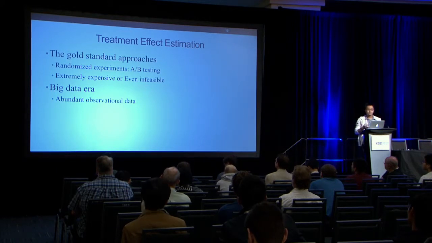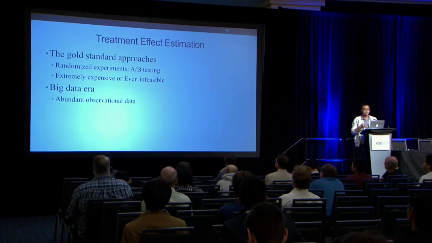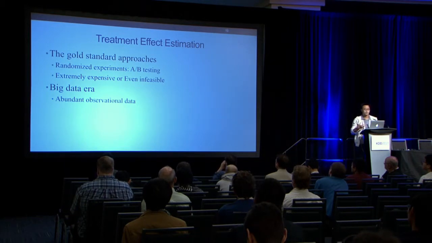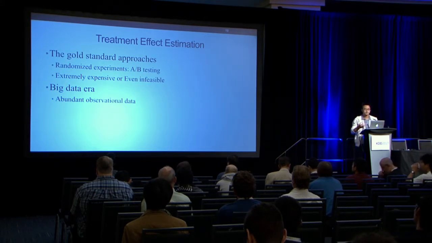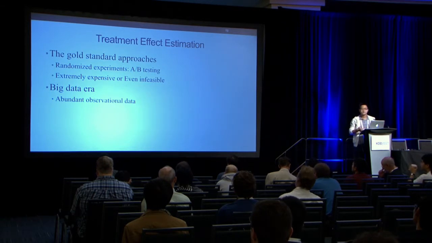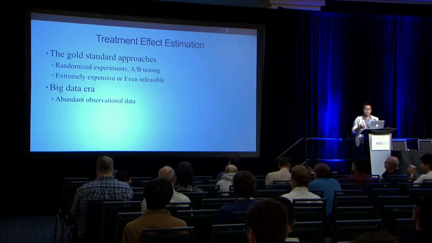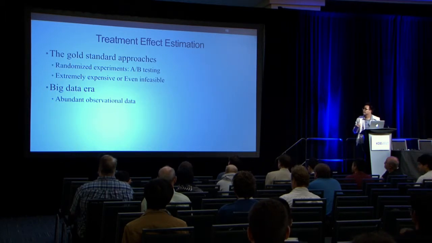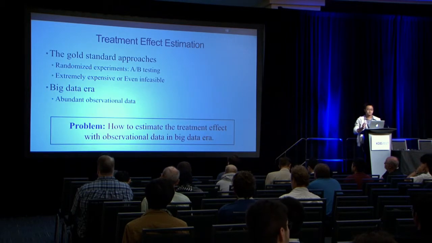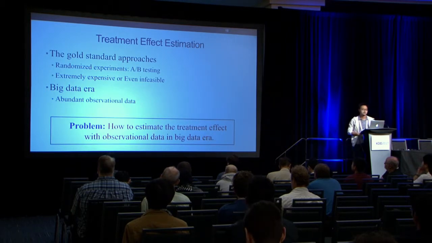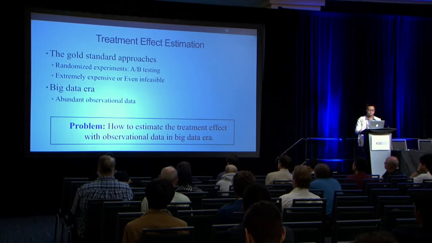The causal effect is also called the treatment effect, and we all know the gold standard approaches for treatment effect estimation are randomized experiments like A/B testing, where different treatments are randomly assigned to units. However, randomized experiments are usually extremely expensive and sometimes even infeasible. Nowadays, in the big data era, we have an abundance of observational data. So we are thinking about the problem of how to estimate the treatment effect with only observational data in the big data scenario.